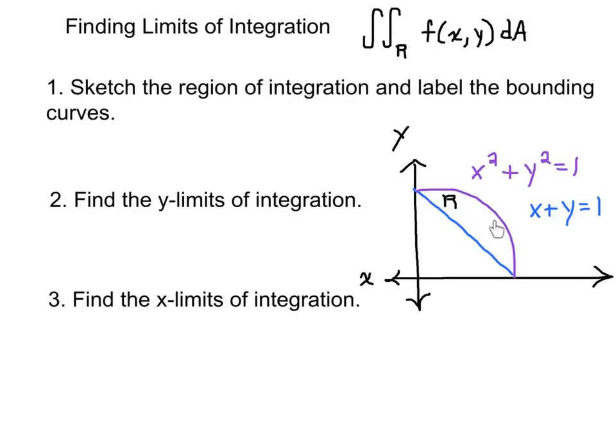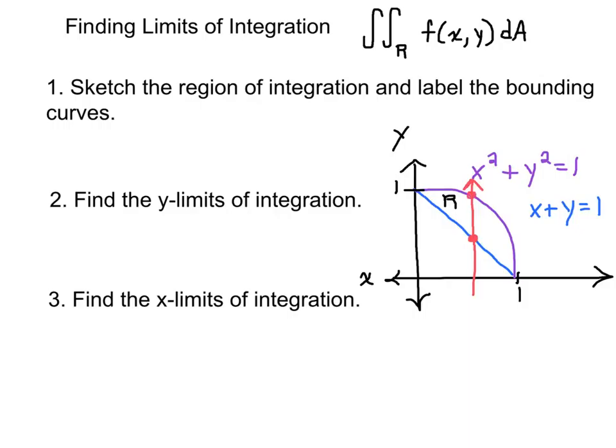Here we have a diagram of a region. It is the region enclosed by the circle x squared plus y squared equals 1 and the line x plus y equals 1 in the first quadrant. Imagine drawing a line parallel to the y-axis in the direction of increasing values of y. We want to start by looking at where we first enter the region, what is the value of y, and when we exit the region, what is the value of y.